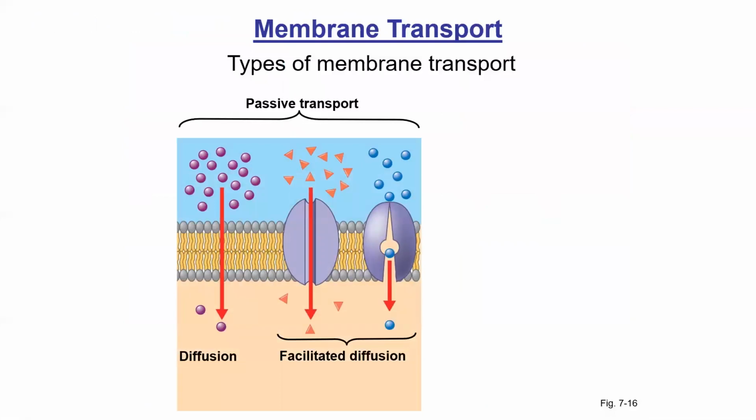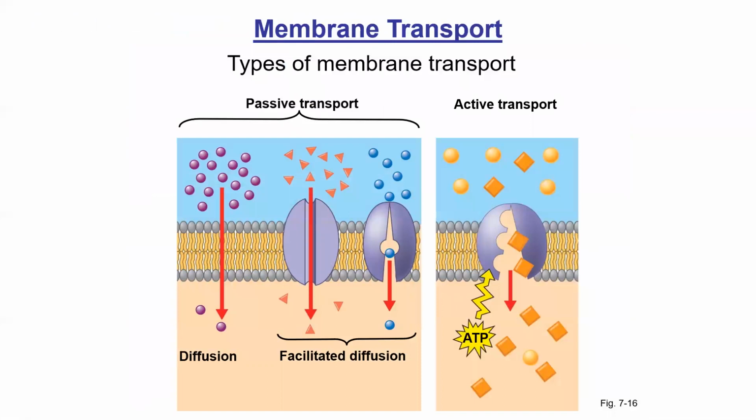So we have passive transport, which includes diffusion and osmosis and different types of facilitated diffusion. And we have active transport, and that requires energy. And we're not quite done here. I want to talk about bulk transport.